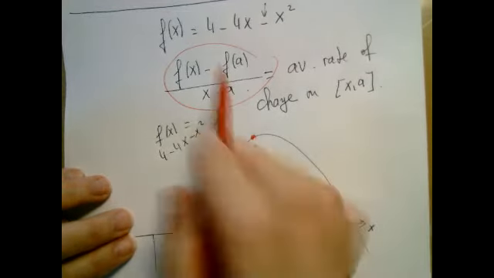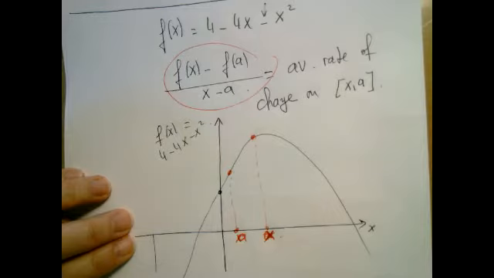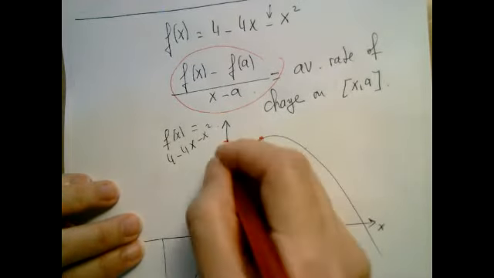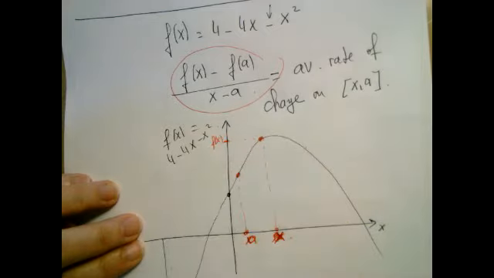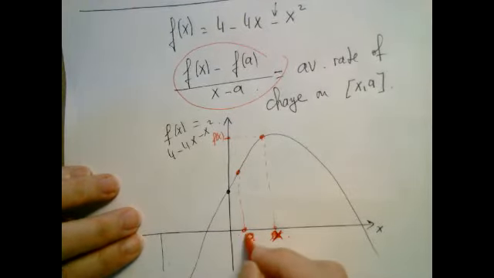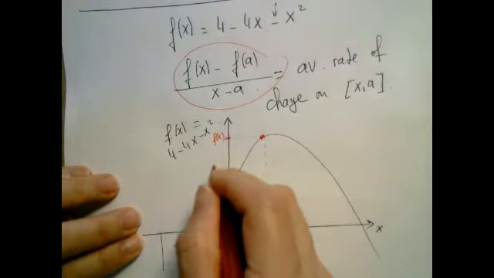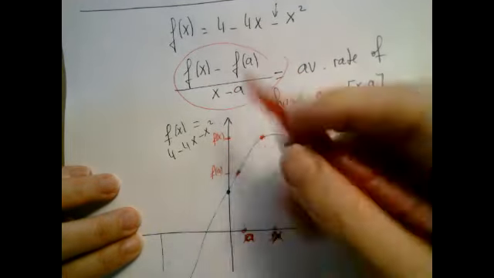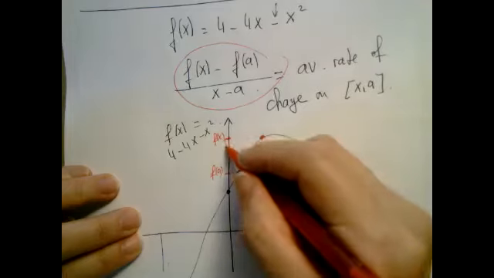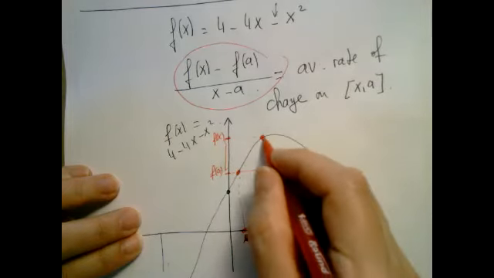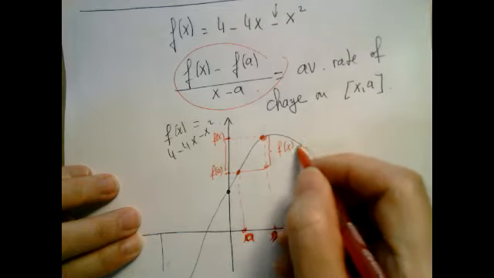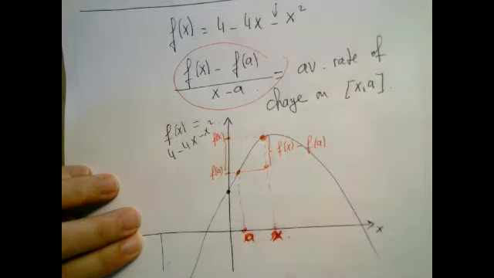What's the difference quotient? It's f of X minus f of A. If this is X, this is f of X. If I call this A, this is f of A. So f of X minus f of A is nothing more than the change in Y from here to here. This picture, we will be going over again and again because it's extremely important for us.